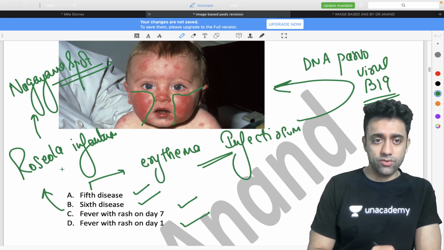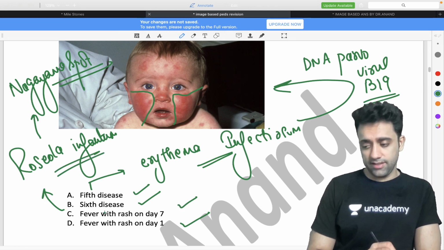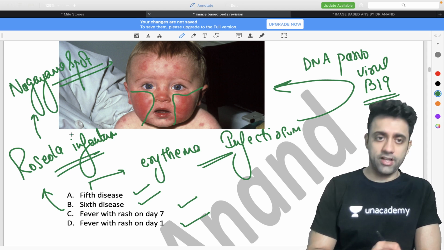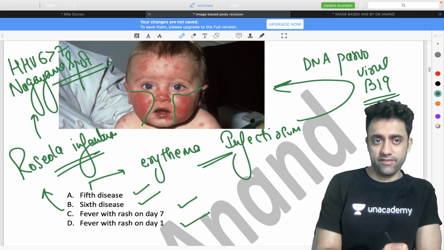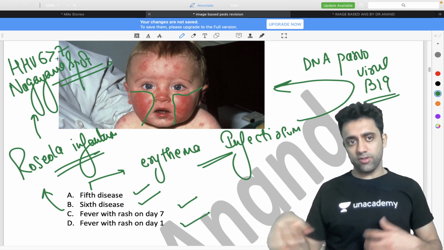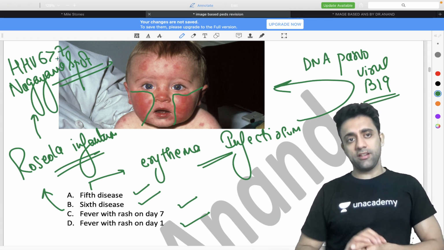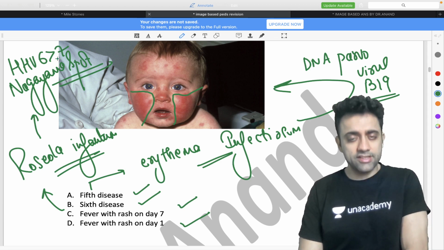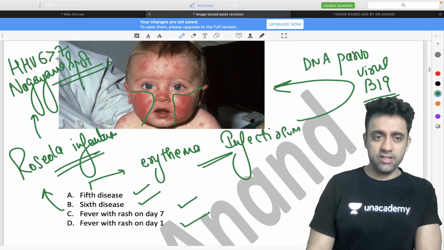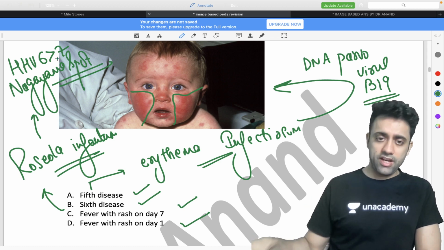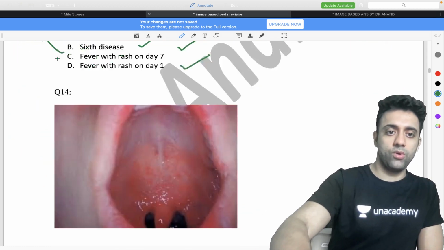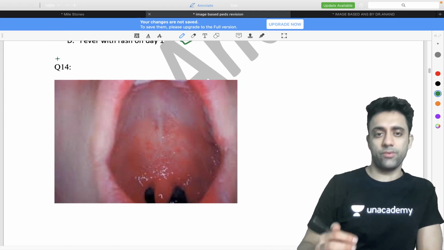Sixth disease is known as roseola infantum. It is caused by human herpes virus 6 more than 7. There are various strains and types of human herpes virus, but type 6 is more common than type 7. And in roseola infantum, you see Nagayama spot. What is Nagayama spot? This is the next question.